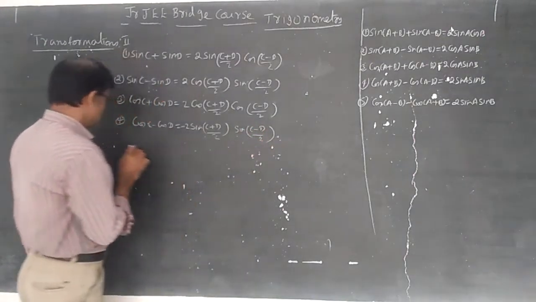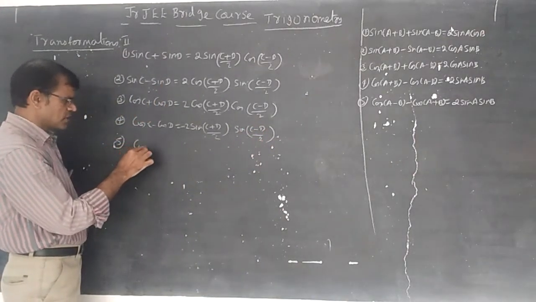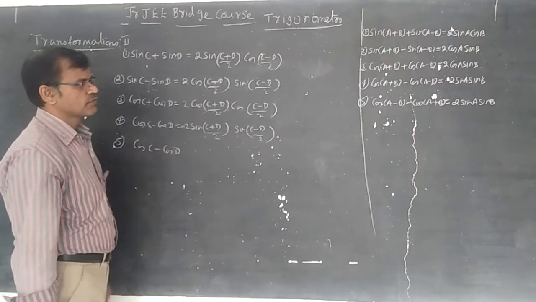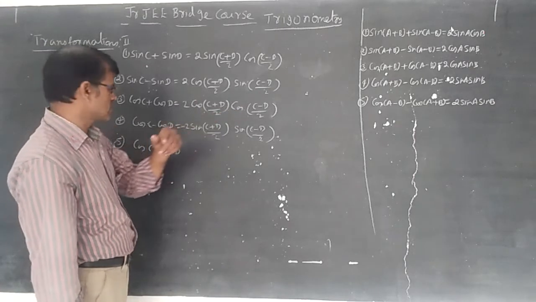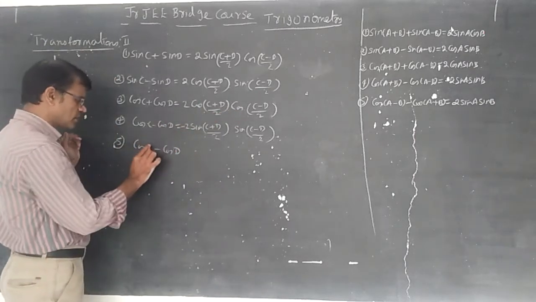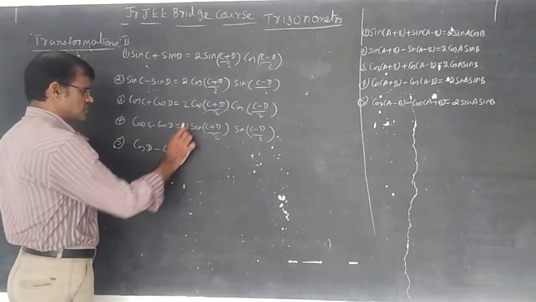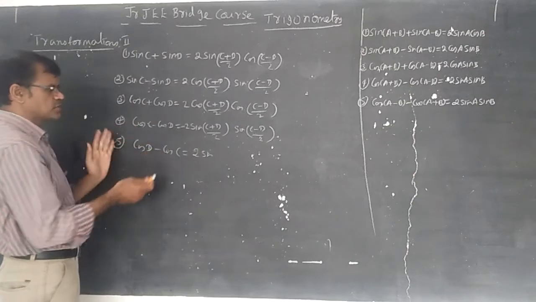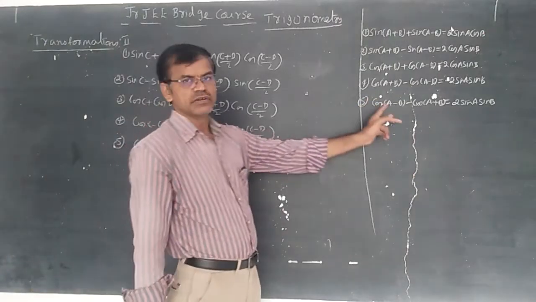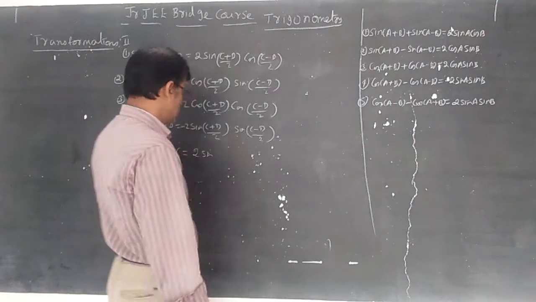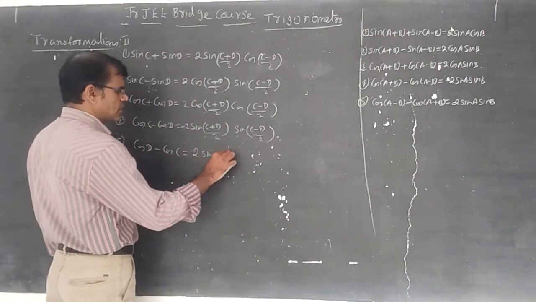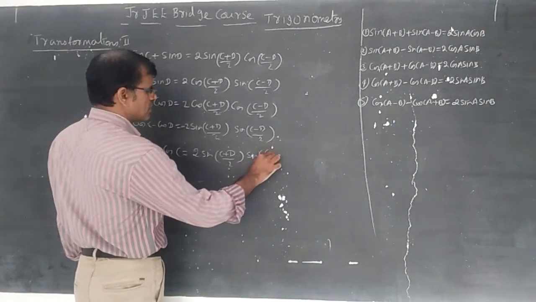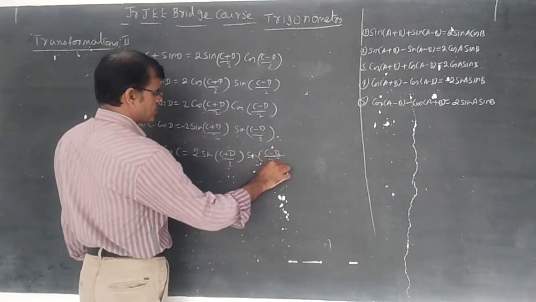Fifth one, we can understand cos C minus cos D is equal to, of course we should not say that. So first of all you can understand cos D minus cos C, like this you should write. Cos D minus cos C is equal to, whenever A minus B and A plus B are changed, then you can understand this is D and this is C. Cos D minus cos C you can write directly as 2 sin of (C plus D) by 2 into sin of (C minus D) by 2.